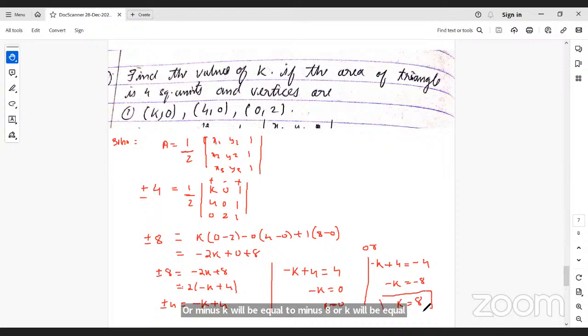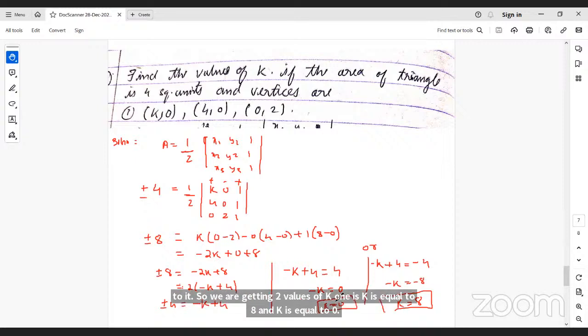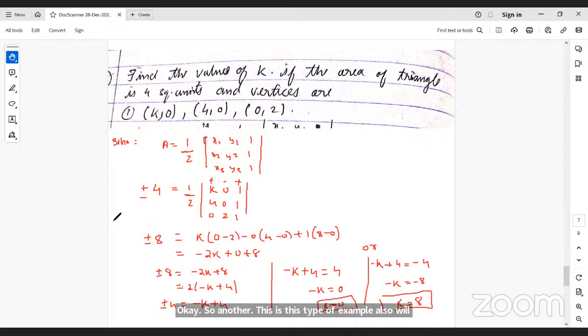So we are getting two values of k. One is k is equal to 8 and k is equal to 0. Okay, so this type of example also will be asked for 2 marks. Then the last question, which may occur for 2 marks here. Okay, so we'll be discussing the last type.